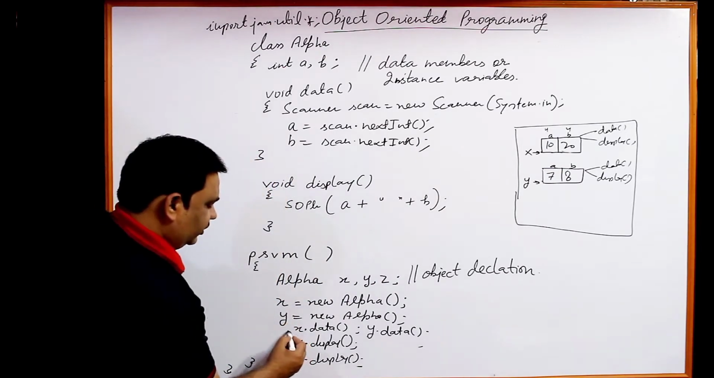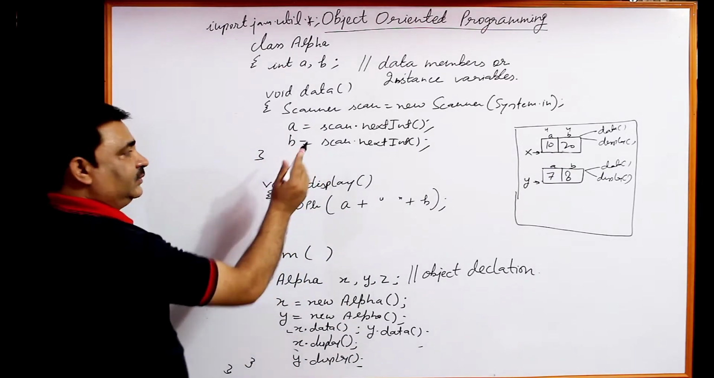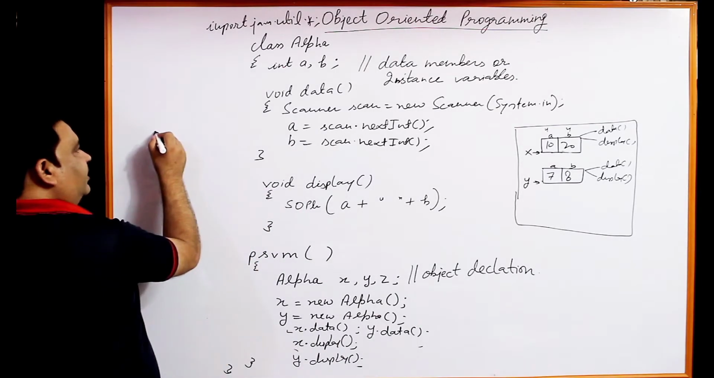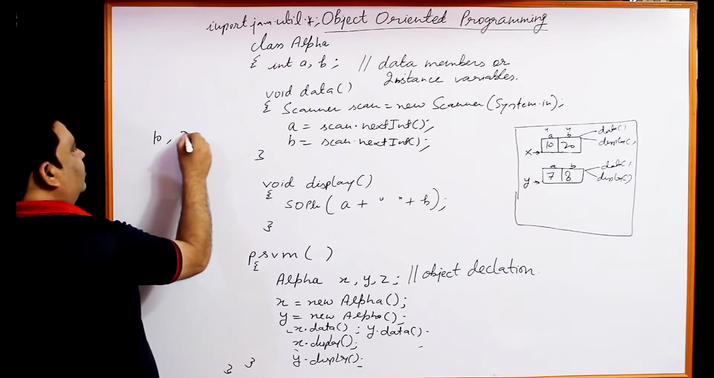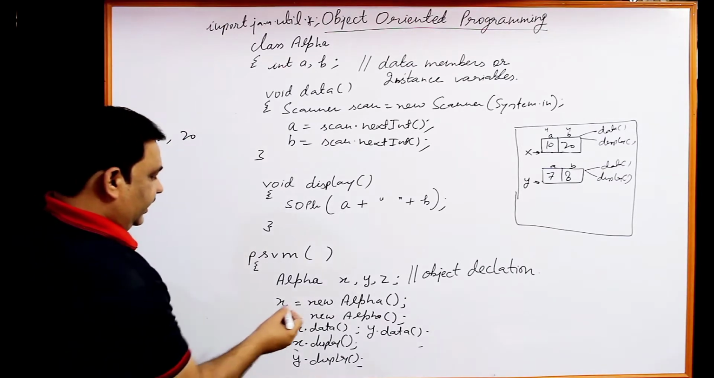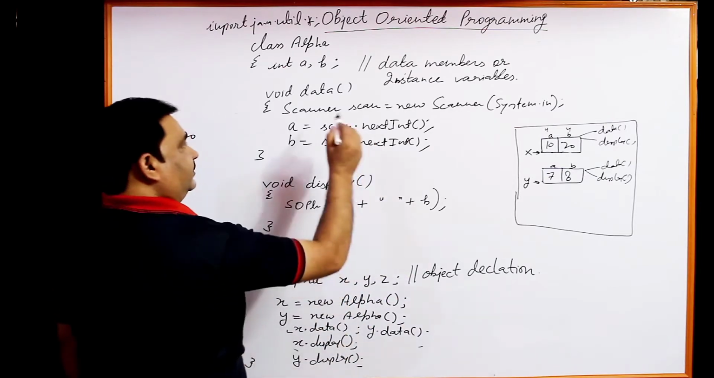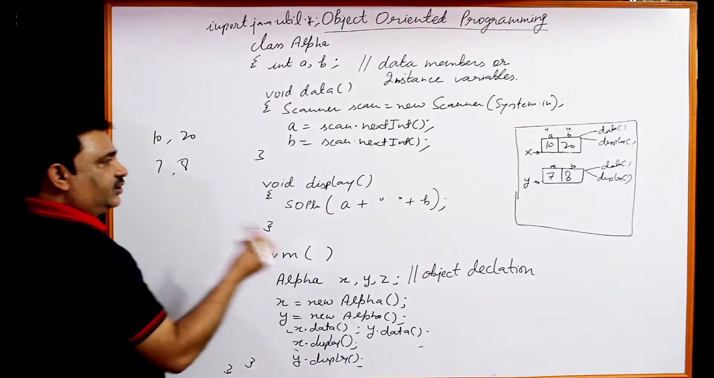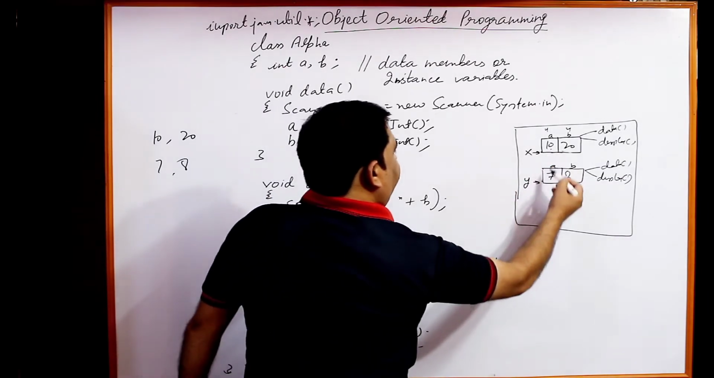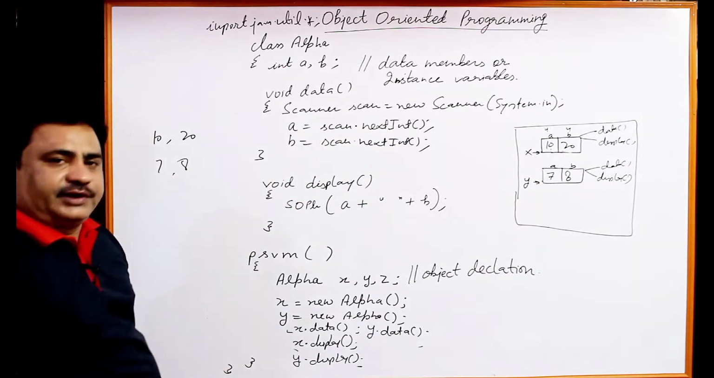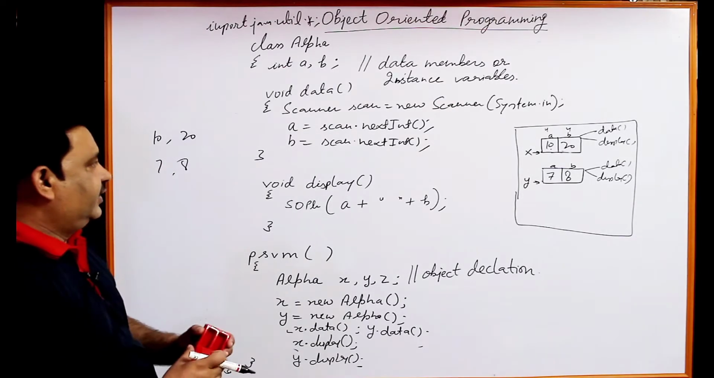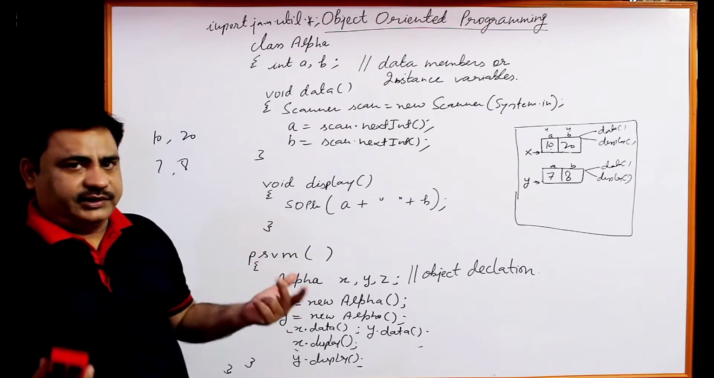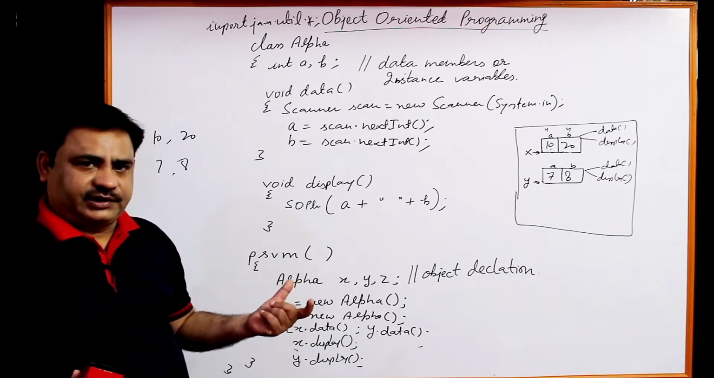Now, when you call the data function x dot data, during the execution of program, you have to input the values of a and b. Suppose a and b is 10 and 20. Next time you have to call y dot data. Again you have to input two values, suppose 7 and 8. So same way x and y objects will be initialized with 10 and 20 and 7 and 8. So each time when you run this program, user can input different values for each object.